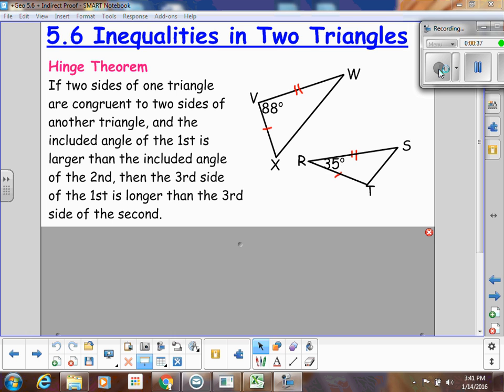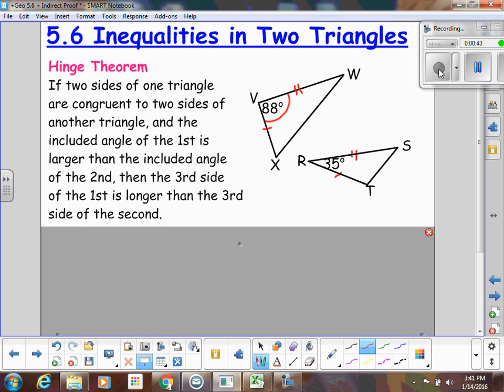So notice that I have to have this angle in between these two congruent sides, okay? So 88 is a lot bigger than 35. Therefore, WX is going to be bigger than, so we'll put 4 tick marks on that one. It's going to be bigger than ST. I'll only put 3 on that one. Okay, so that's what the Hinge theorem says.